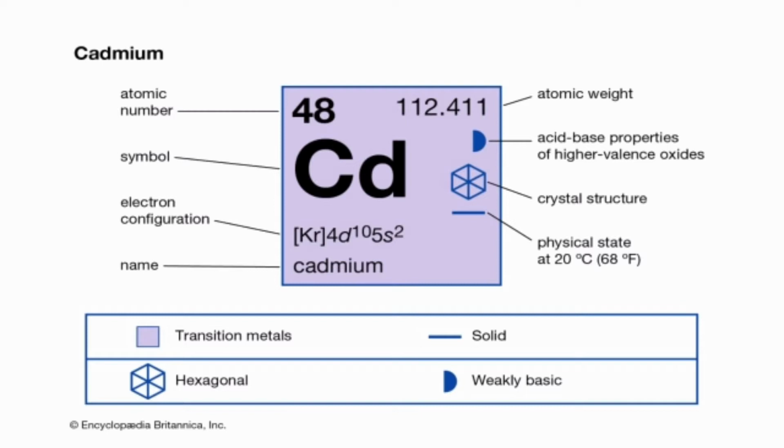The atomic number of cadmium is 48. The atomic weight is 112.4. The symbol for cadmium is Cd. The electron configuration is [Kr] 4d10 5s2. The crystal structure is hexagonal. Cadmium is solid at 20 degrees Celsius or 68 degrees Fahrenheit, and cadmium is a weakly basic element.